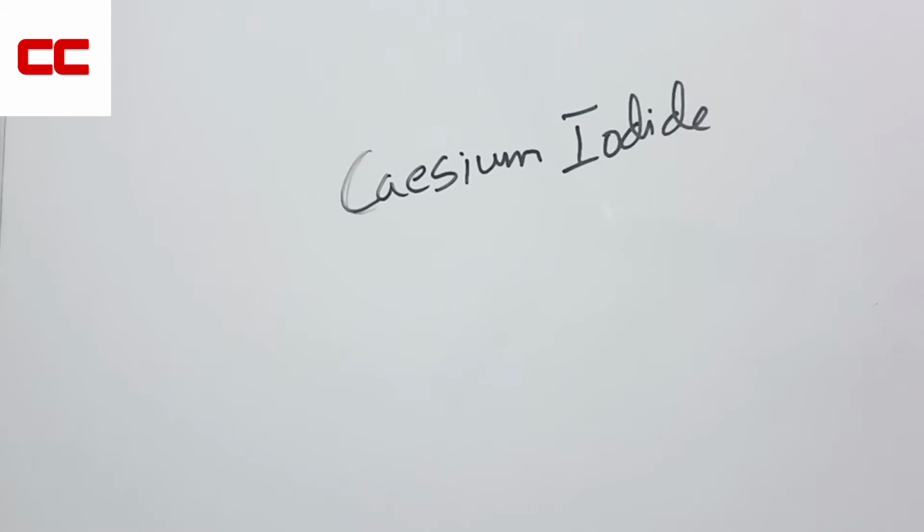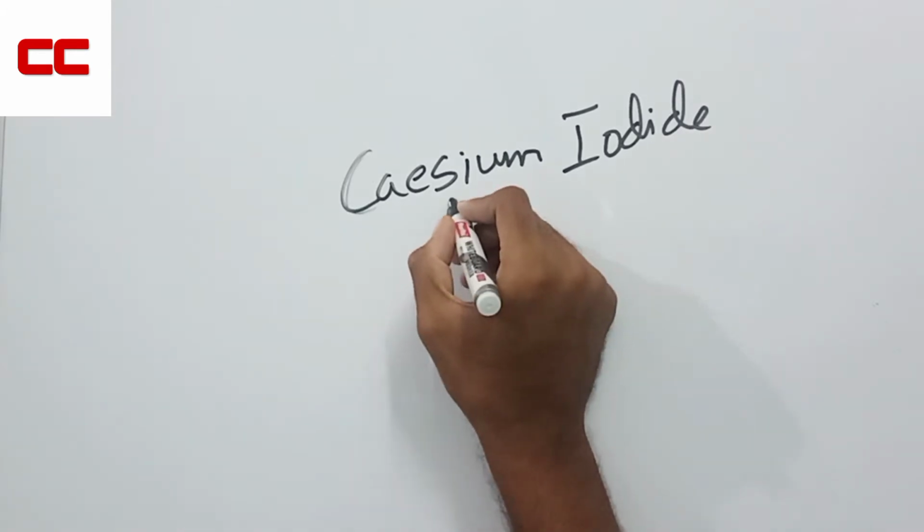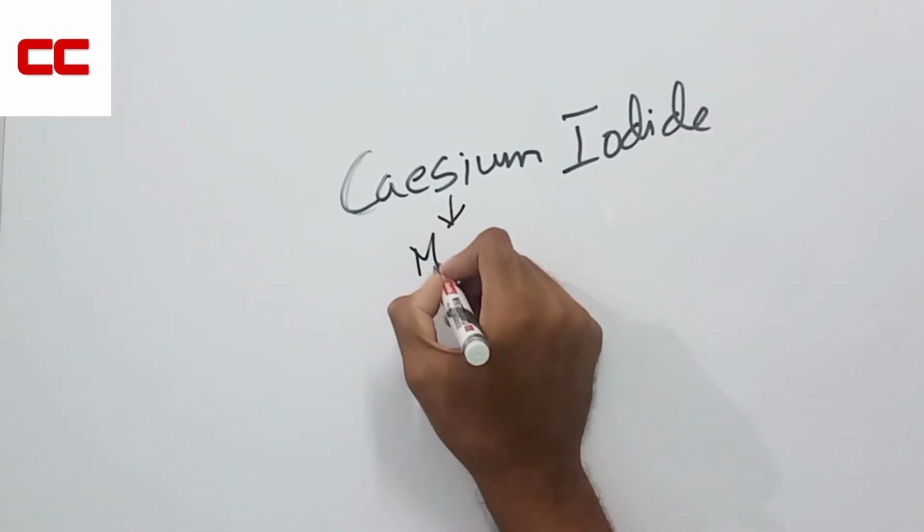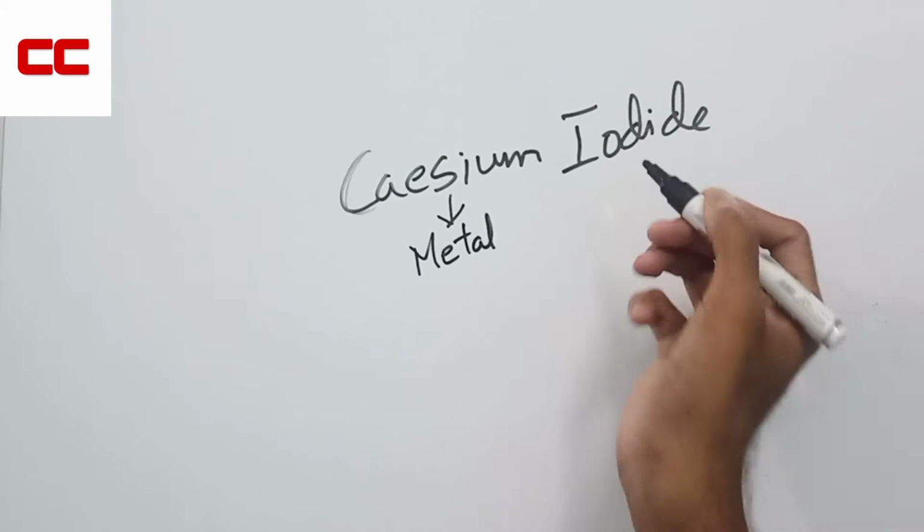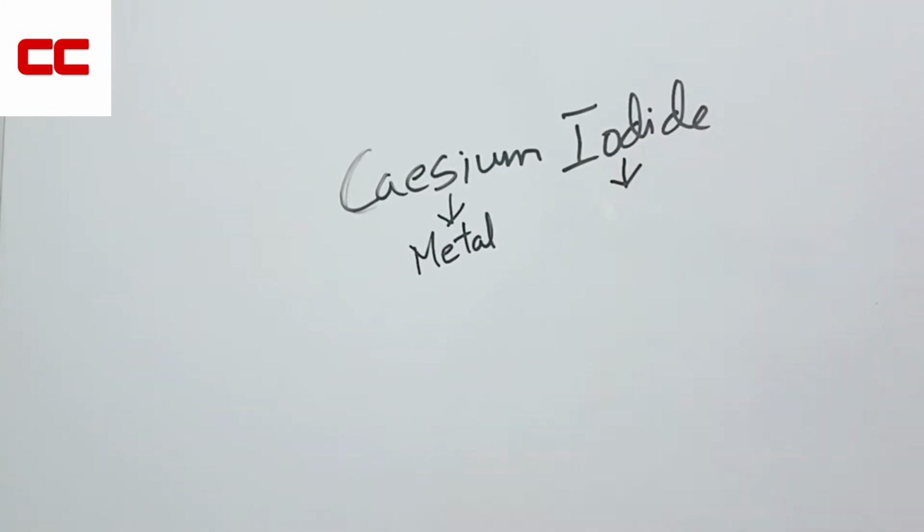Open the periodic table. In the description down below I have given the link to the image. You can open it, and you can see that cesium is in the first group. There are 18 groups in the periodic table, starting from the alkali metals to the halogens to the noble gases. If you see the first group, you will see cesium, and it belongs to the alkali metals. So cesium is a metal, and iodine is from the halogens.